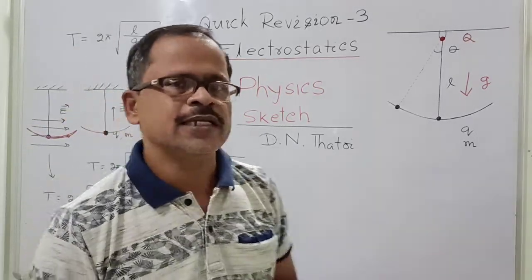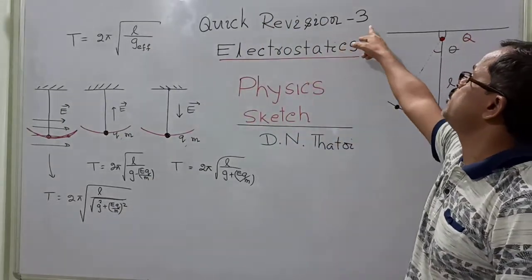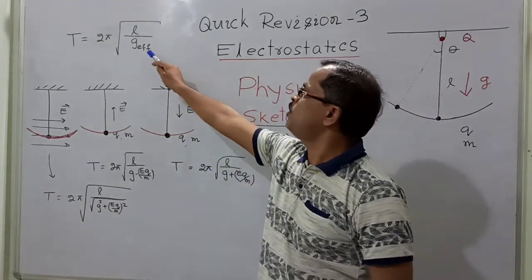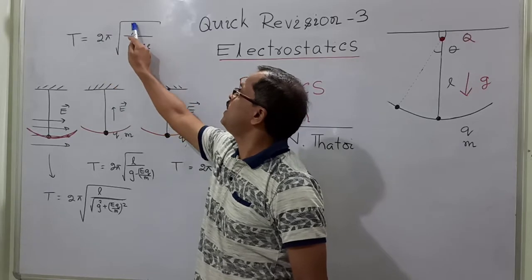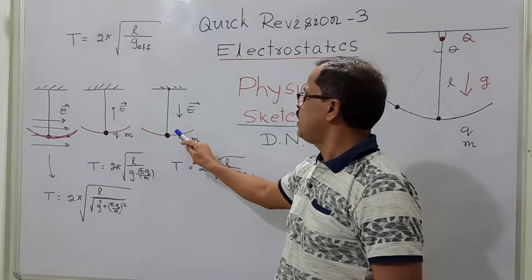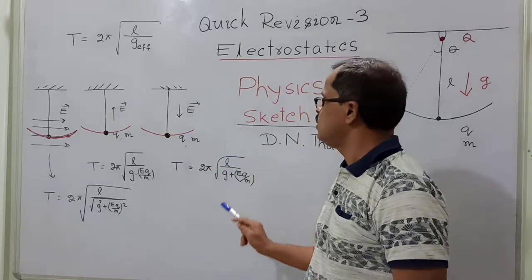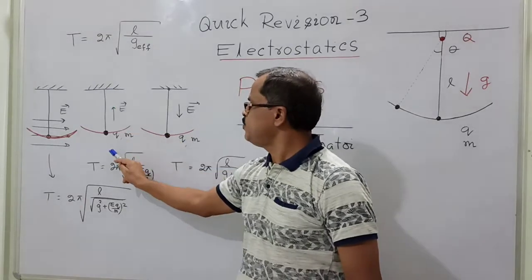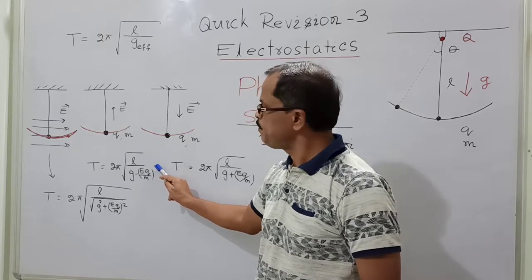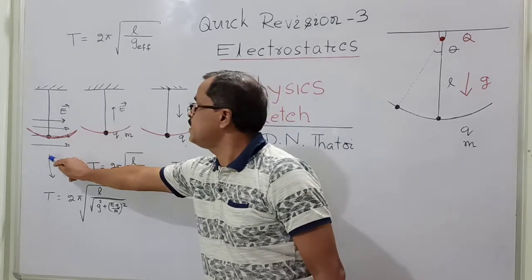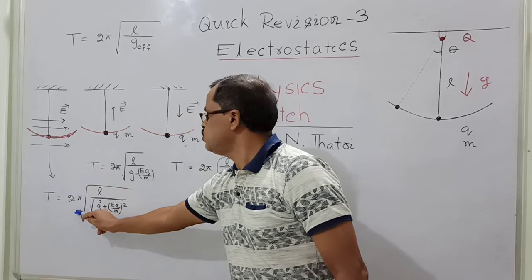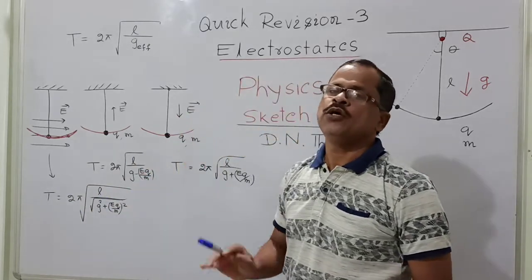Now, in the last video, quick revision series 2, we discussed these problems. This is the time period of a simple pendulum. You know the time period of a simple pendulum is 2π root over L by g effective. If the electric field is downward, the time period is 2π root over L by this much. If the electric field is upward, the time period is defined as 2π root over L by g minus this one. And if the electric field and gravity are perpendicular to each other, with the electric field to the right and gravity downward, then the time period is 2π root over L by g effective. That we have already discussed.